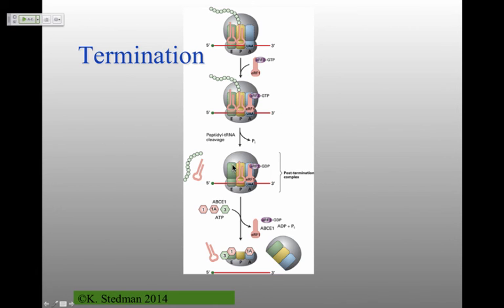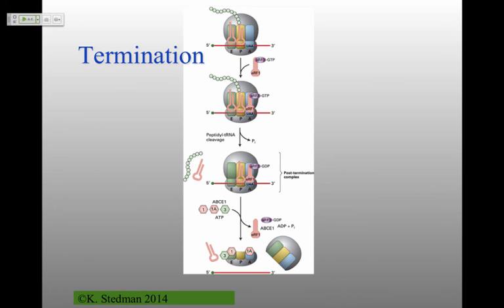Once you've released this peptide, it's all well and good, but you still have this whole ribosome complex glommed onto your messenger RNA with all of the extra tRNAs which are in there. And so that's why you need two different sets of release factors in terms of translation. The first one is to release this polypeptide chain. The second one is to break open the ribosome so it can start again.